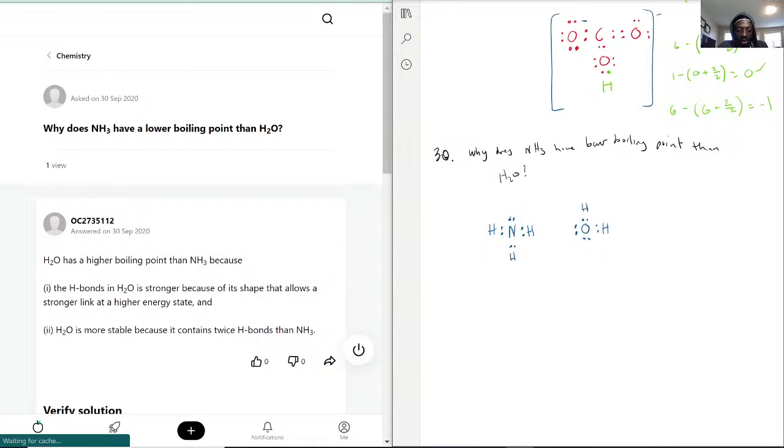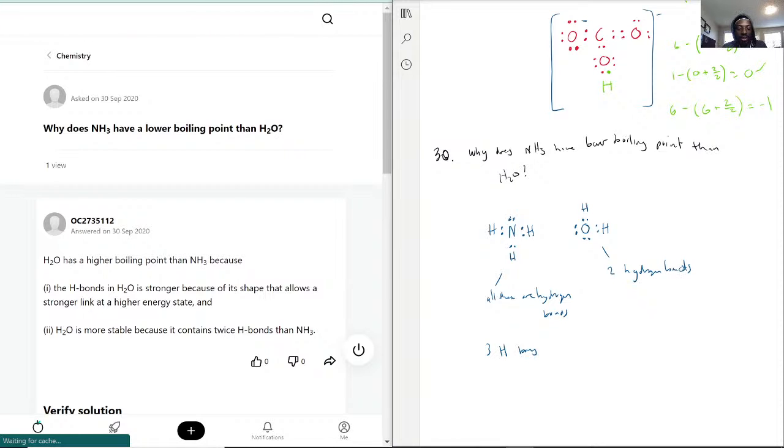this part I don't agree with. That second part says that it has twice the hydrogen bonds than NH3. Every bond with that nitrogen has with hydrogen, that's a hydrogen bond. So all these are hydrogen bonds because they're all with N. So that has 3 hydrogen bonds, right? And water has only 2 hydrogen bonds.